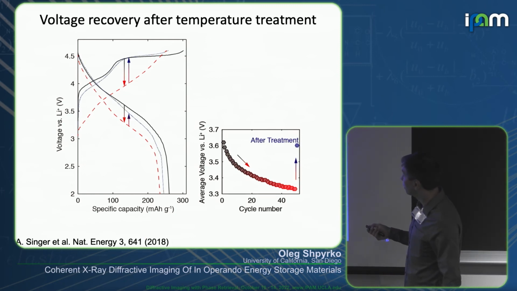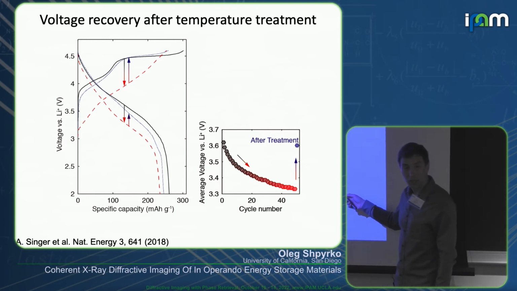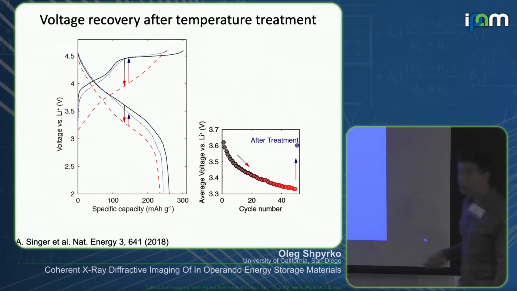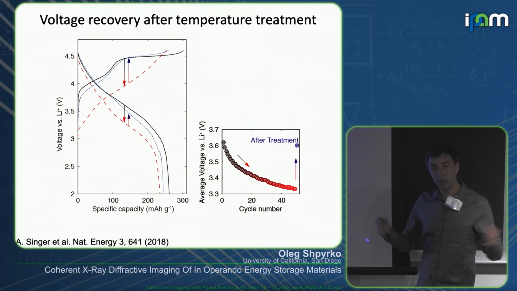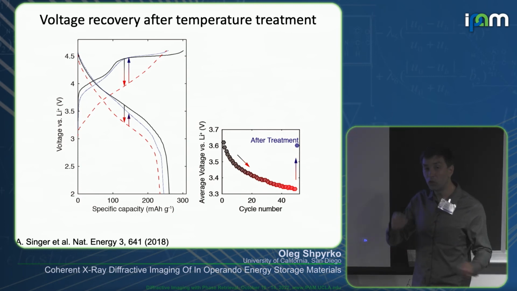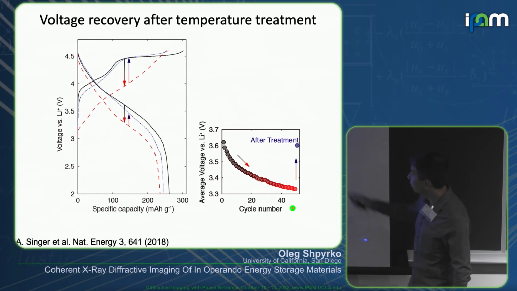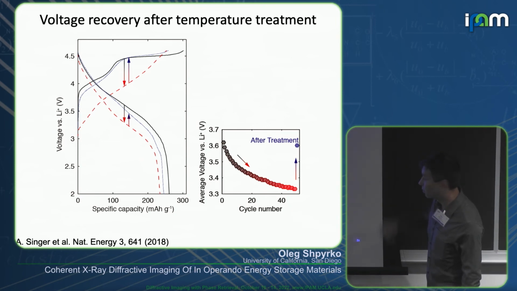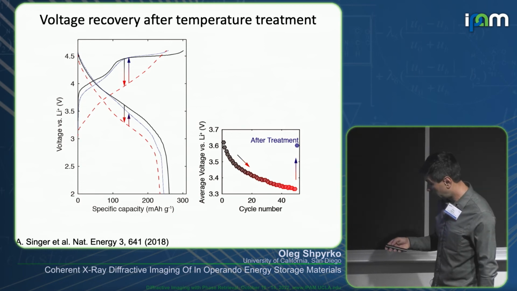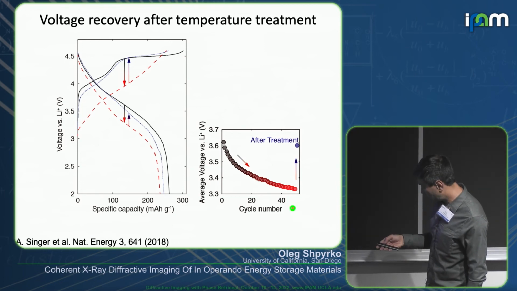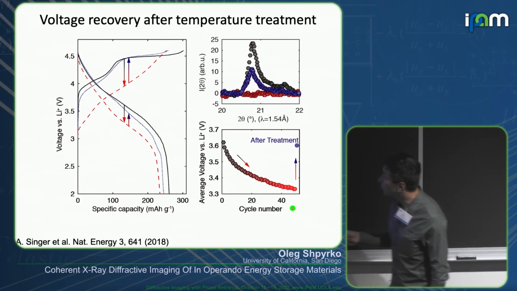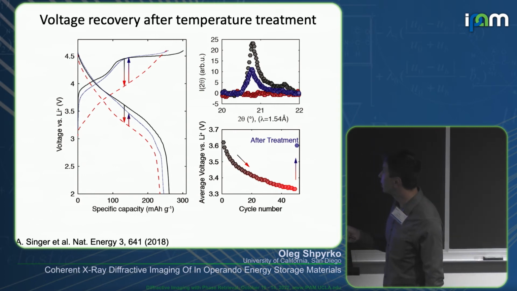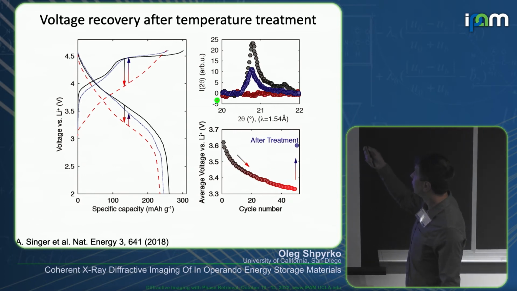So essentially by cycling it 40 times, we see the degradation and we see the formation of these defects. But then as soon as you treat it, and you can treat it two ways, you can either apply pressure, or you can heat it up, or you can do both at the same time, it basically recovers the voltage. So it jumps from 3.3 to roughly 3.6, almost back to the normal conditions.